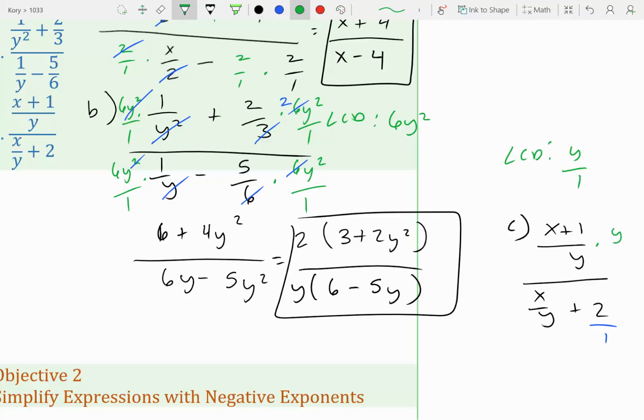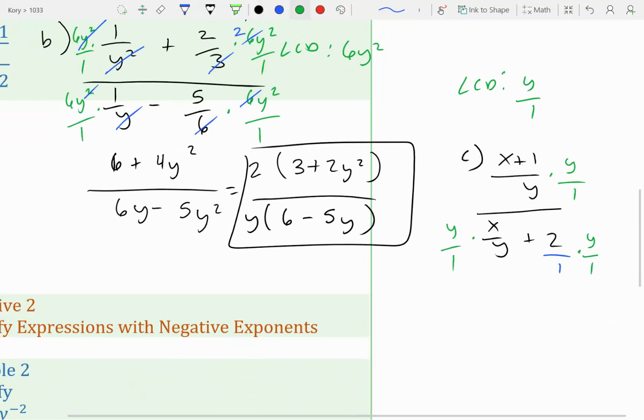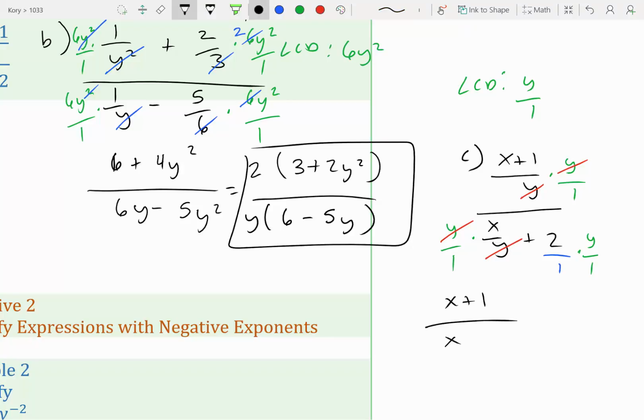So times y over 1, times y over 1, and times y over 1. We're going to cancel things out where we can. So here we can cancel out the y's, and again we can cancel out the y's. So let's write what we have left over. We have x plus 1 over x plus 2. 2y is 2 times y.